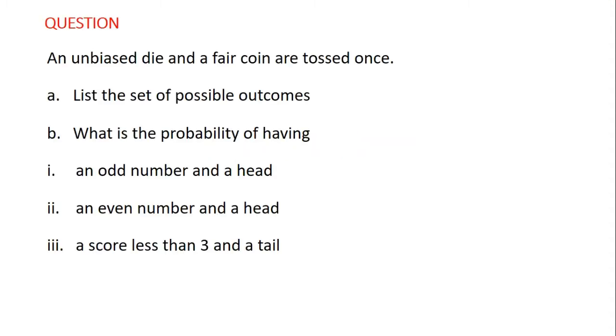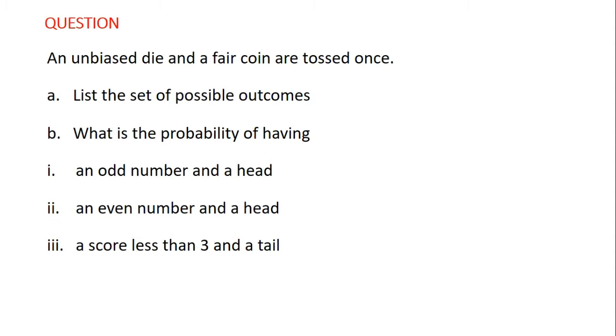We are on the topic probability. In the previous video, we solved a question on finding the probability of an event after rolling a die. In this video, we will solve another question on finding the probability of an event after tossing a coin and rolling a die together. The question for this video is: an unbiased die and a fair coin are tossed once.